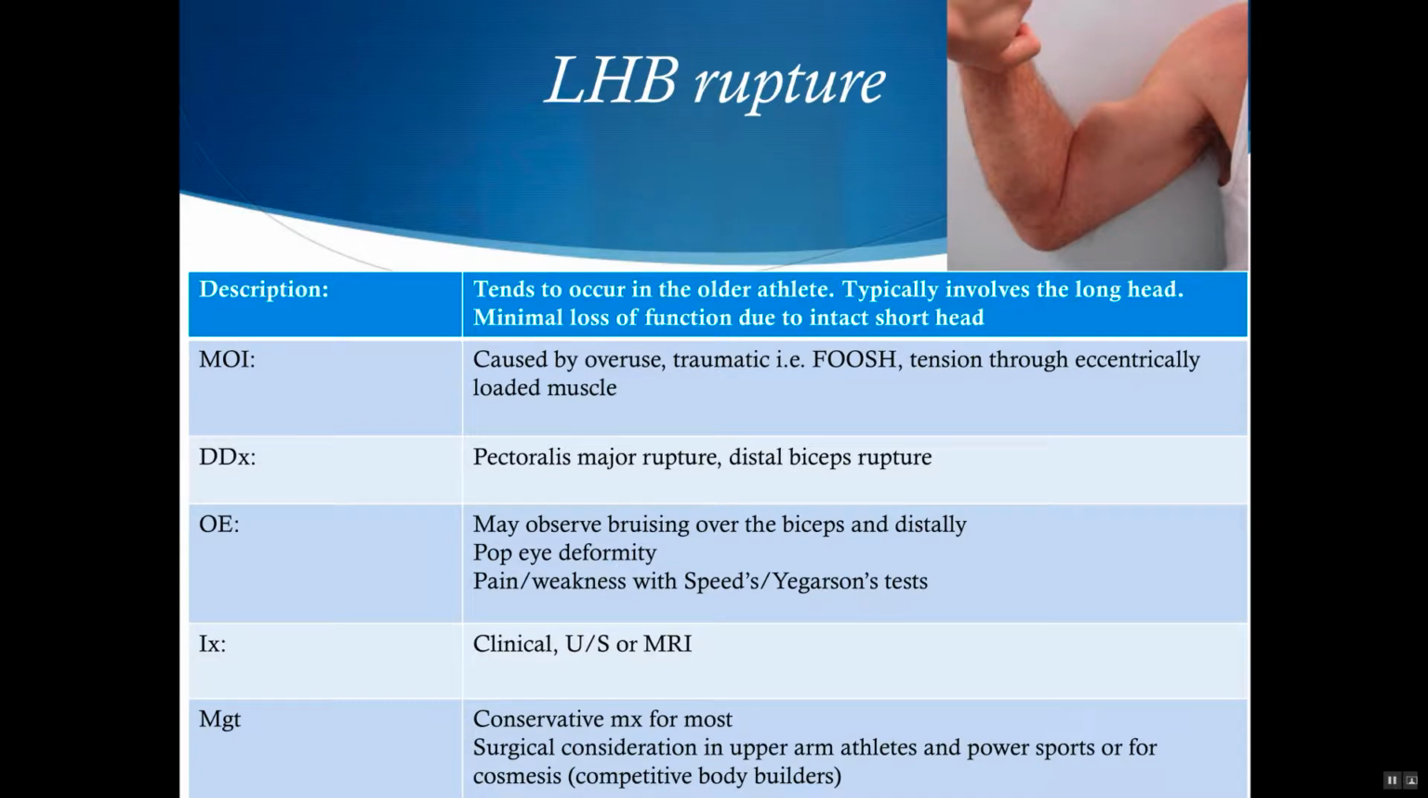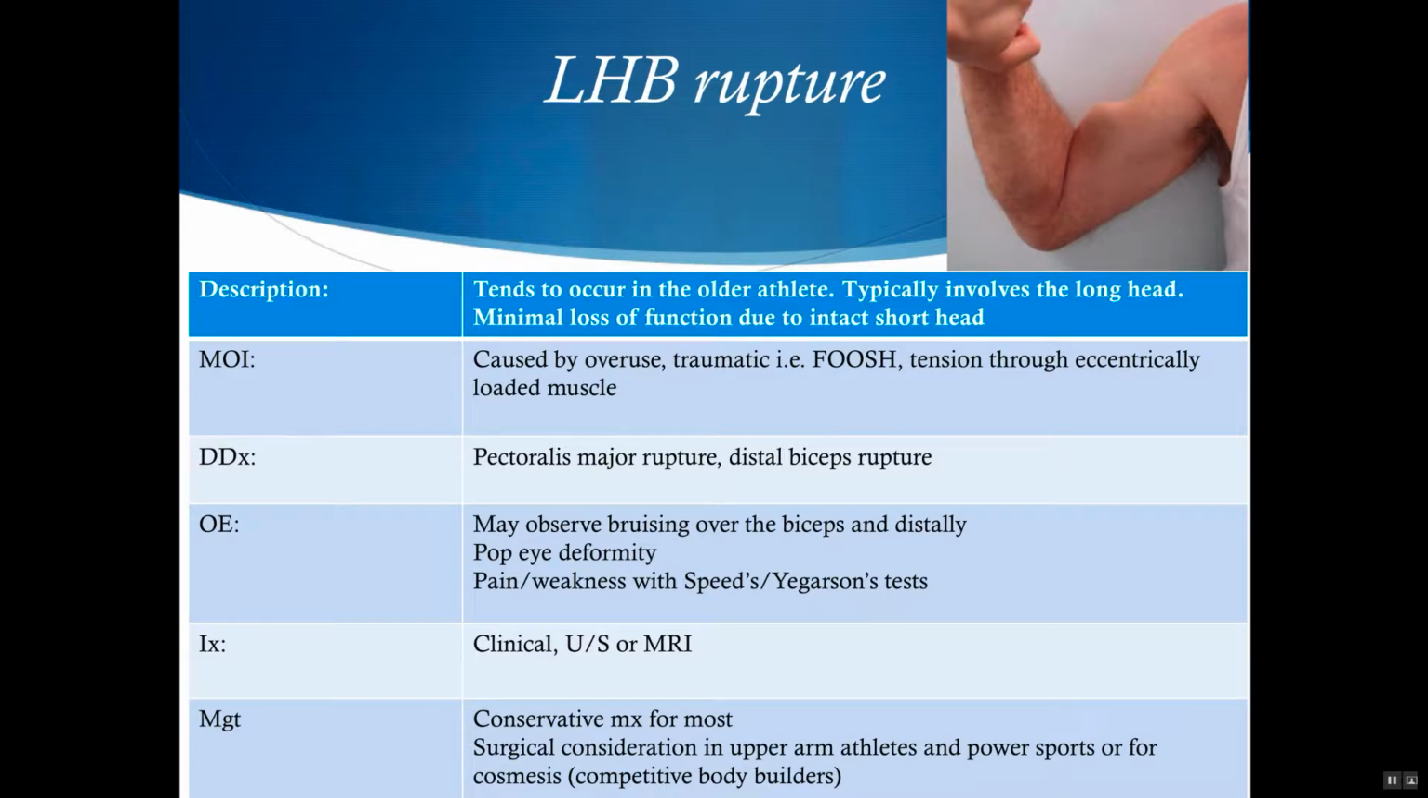It may be traumatic, which can happen with a fall or tension through an eccentrically loaded muscle. A differential diagnosis due to the area of the pain may be a pectoralis major rupture, or sometimes you can consider a distal biceps rupture, depending on the presentation. On exam, you may see the classical Popeye deformity, which is depicted in the picture above. Typically, in large tears or full thickness tears, you will see bruising extensively tracking down from the proximal biceps distally, sometimes tracking a bit across to the pectoralis insertion area.